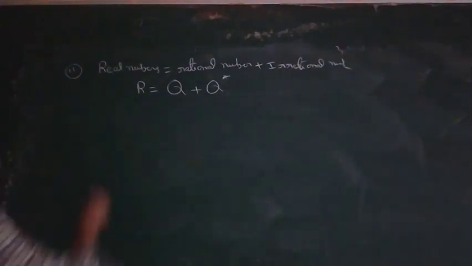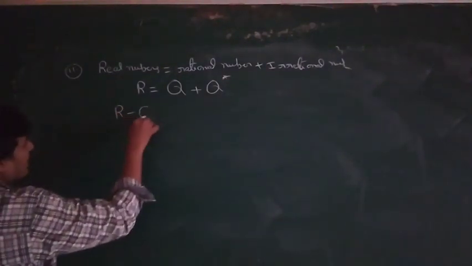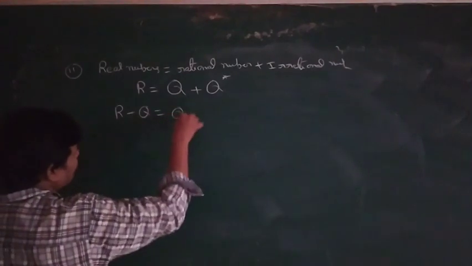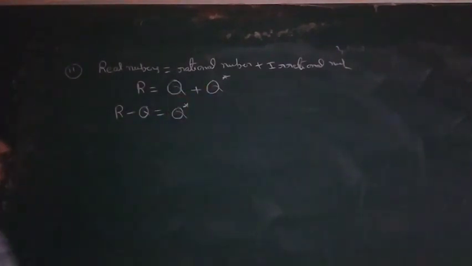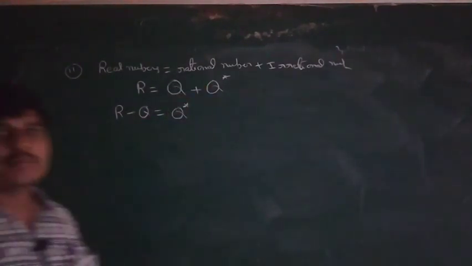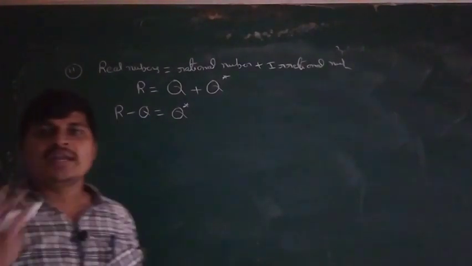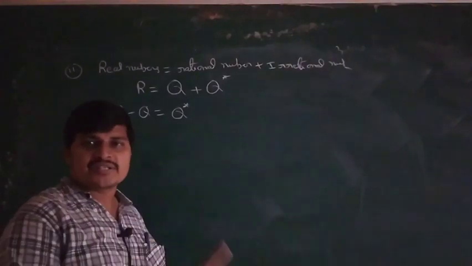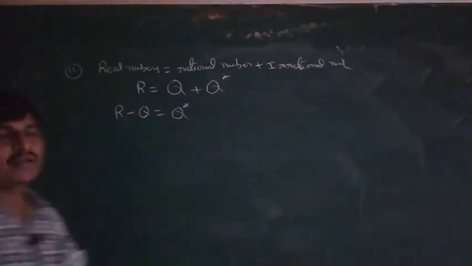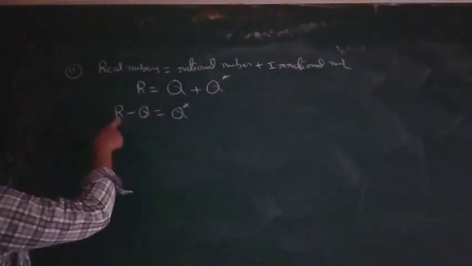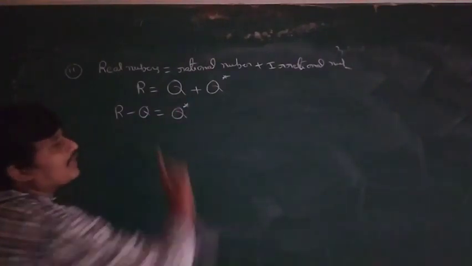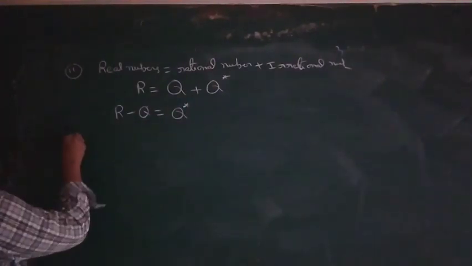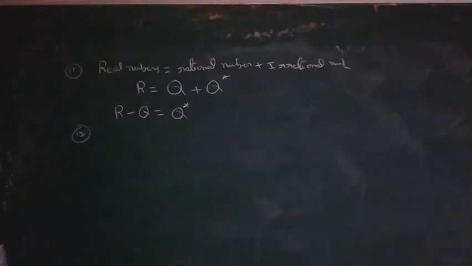Okay, what we have to find out? R minus Q. R minus Q is equal to what? Q star. Real numbers minus rational numbers is equal to irrational numbers. Real number is equal to rational number plus irrational number, so real number minus rational number is equal to irrational number. This is the answer. Last problem in the exercise.